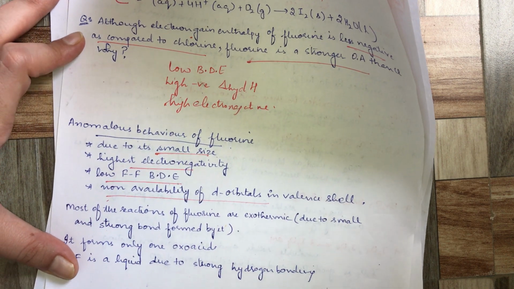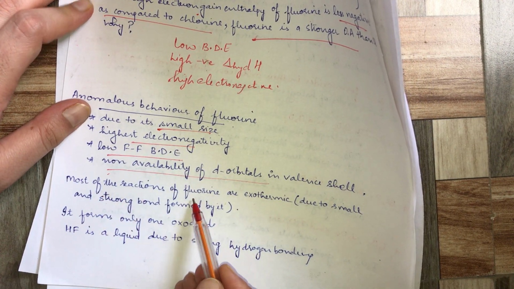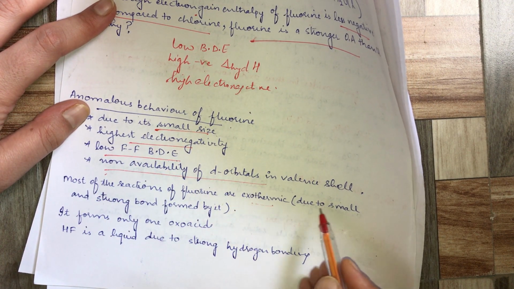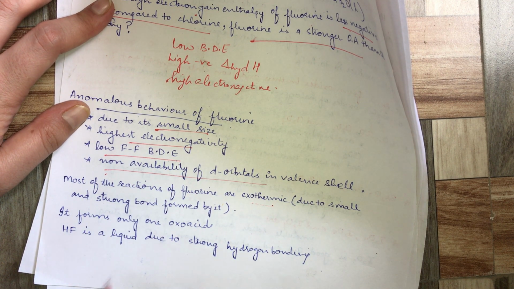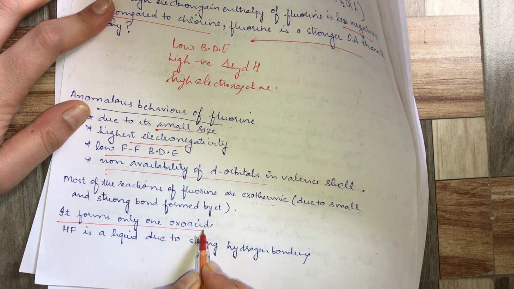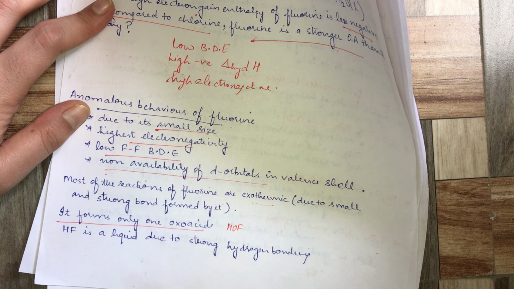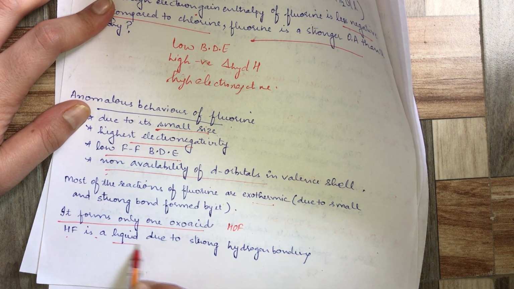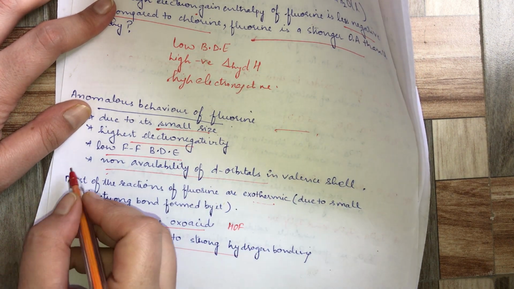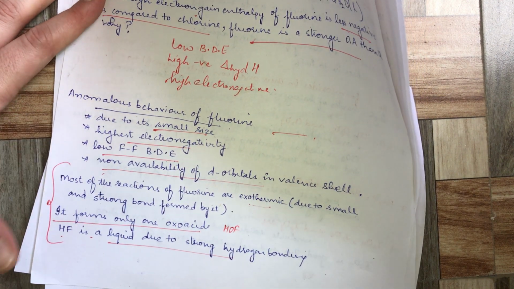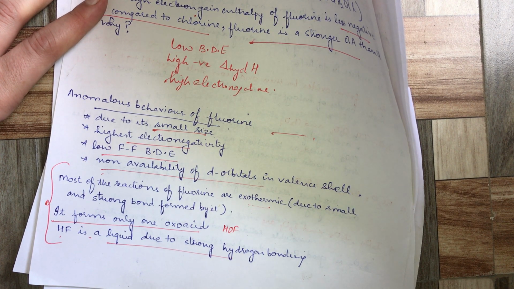All the cases that we did in oxygen, right? Next, most of the reactions of fluorine are exothermic due to the small size and strong bonds formed by it. Fluorine forms only one oxo acid, that is HOF. HF is a liquid due to strong hydrogen bonding. These are some of the reactions which show that fluorine shows anomalous behavior. Clear, all of you?